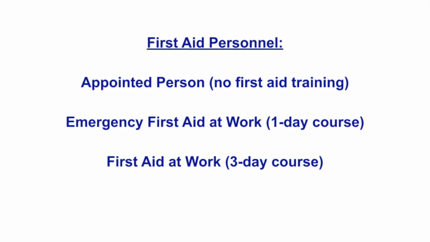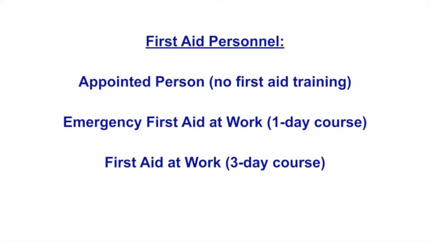We've said that as part of your first aid needs assessment, you should work out what type of first aid personnel you need in your organisation, or in other words, what type of first aid training do you need as a member of staff. So in the workplace, there are three main types of first aid personnel that you can have. The first type is called an appointed person.